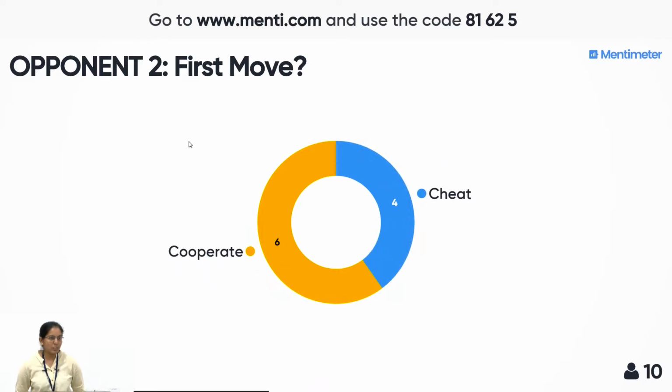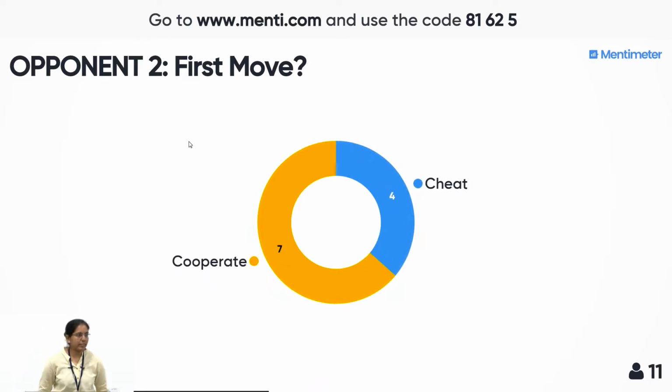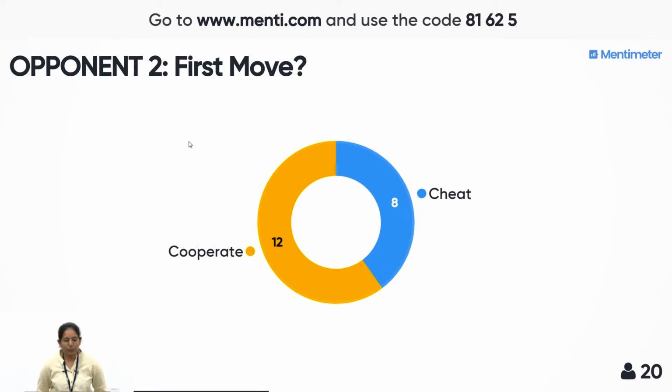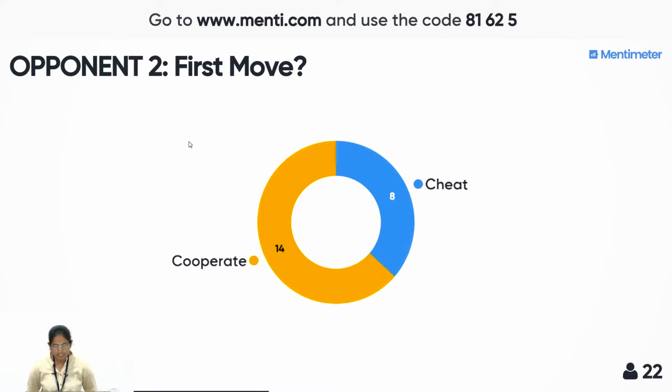The opening move is always a fresh slate with any player. They are not aware of your history. So it's an opportunity to either start off on a positive note or make your intentions clear from the start.